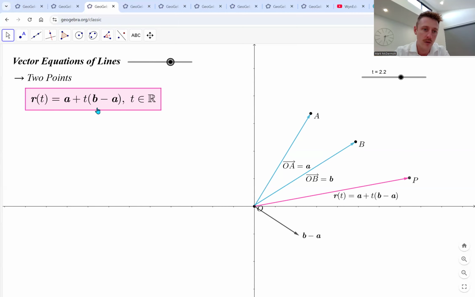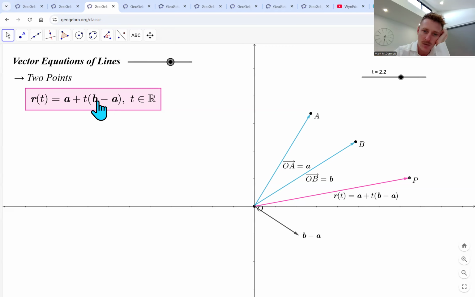Just take my word for it for a moment that this is the vector equation of the line when you get given 2 points: r(t) equals A plus t groups of (B minus A). Okay, we don't want to take anything at face value in maths. We really want to understand why it's the case. Let's just investigate this B minus A part.